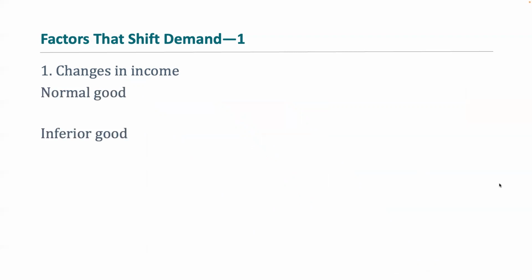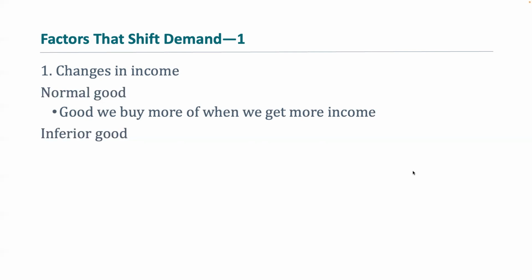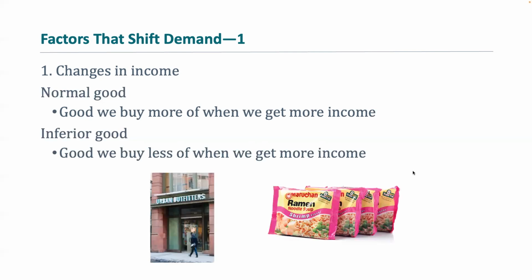Most goods are going to be normal goods, but there are going to be other goods that are considered inferior goods. So a normal good, if my change in income happens and I make more money, I'm going to want to buy more of that good. Inferior goods, I'm going to want to buy less of when I get more money. Just to give you an example, when you look at shopping, they give you Urban Outfitters as an example here. This is just a normal good.